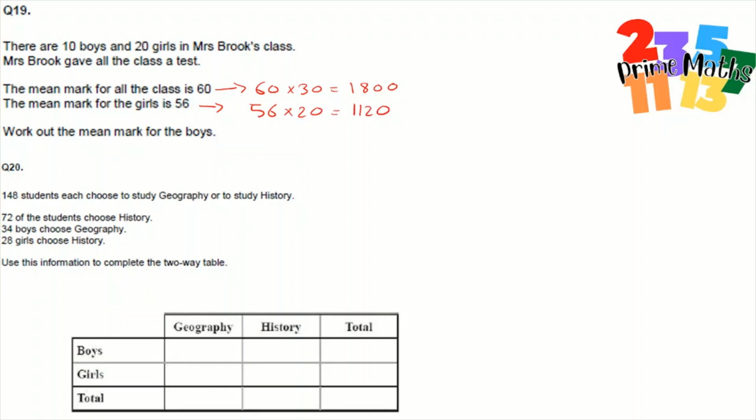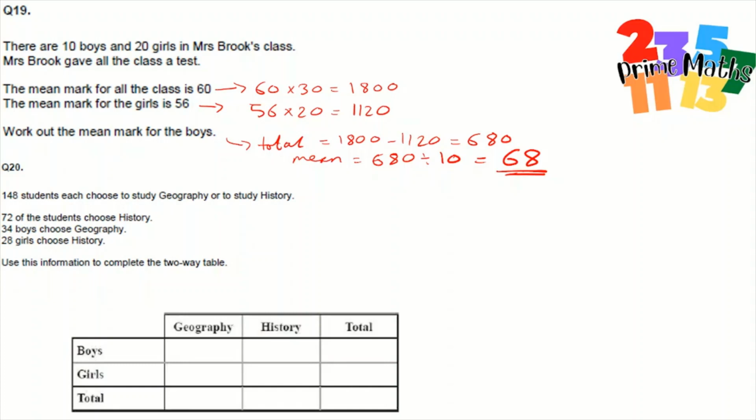1,120 marks. To work out the mean marks for the boys, the total for the boys was 1,800 minus 1,120, and this gives a total of 680 marks. That means that the mean is 680 divided by the total number of boys, so the mean for the boys was 68. This also makes sense because we'd expect them to get better than the girls because the average for the class was higher than the average for the girls.